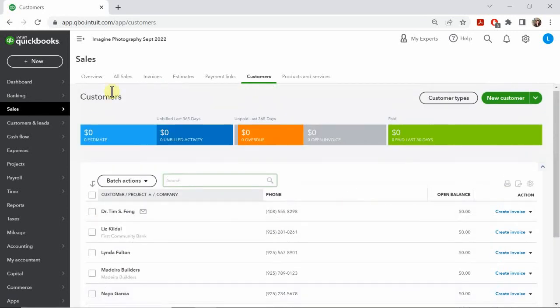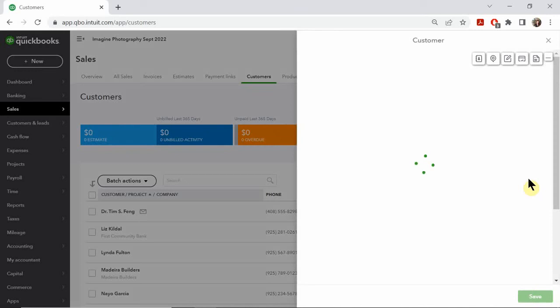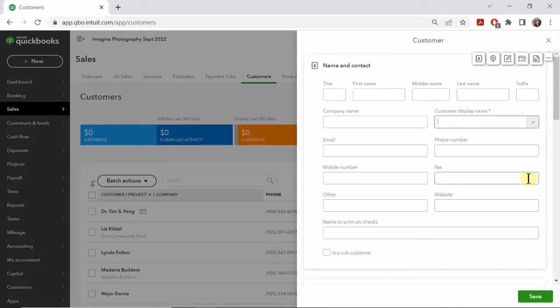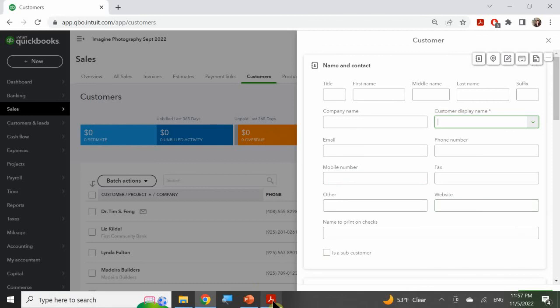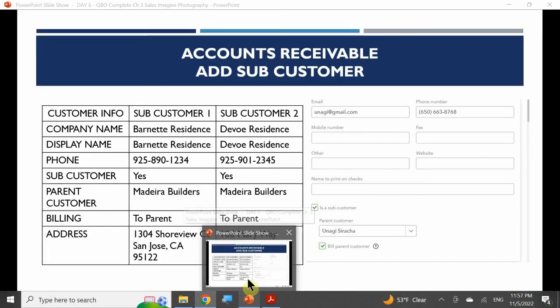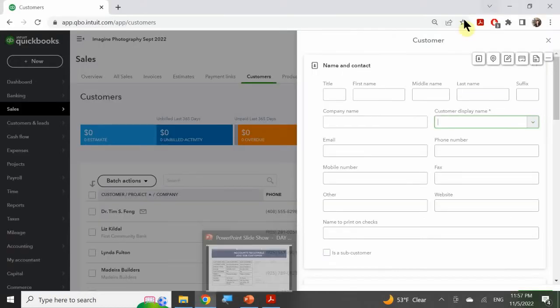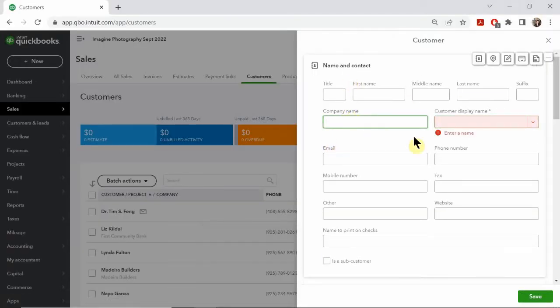Now, how do I do that? In this case, you're just going to enter a new customer, just like you've been doing. The only difference is that as soon as you finish the very first section, which is the contact information, there is a little tab right here that says this is a sub-customer. You're going to select that, and you're going to select who this person is going to be under. So let's take a look at the first one, which is the Barnett residence. Okay. So, company name.